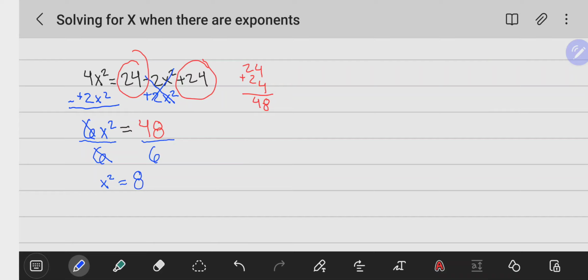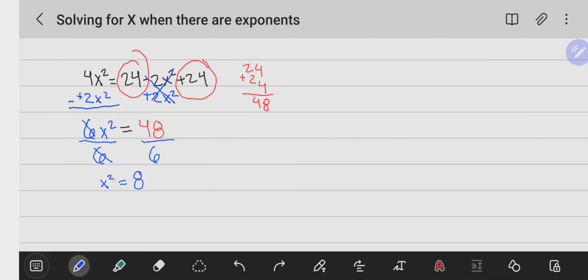Okay? So now we have a little predicament here, right? So how should we get rid of this x squared? Okay, because we're trying to solve for x, not for x squared. So we're not done yet.